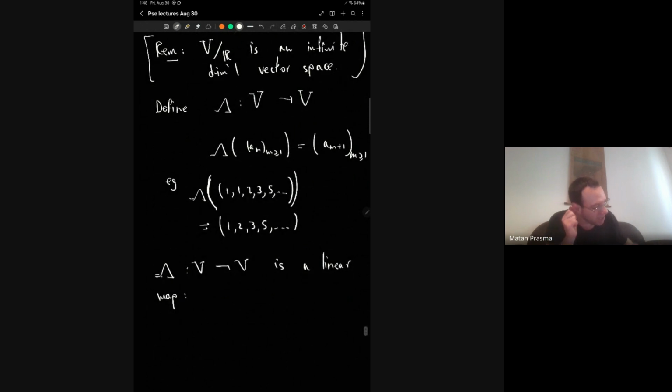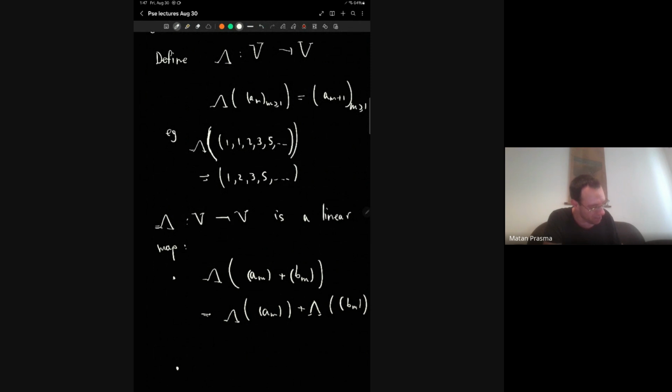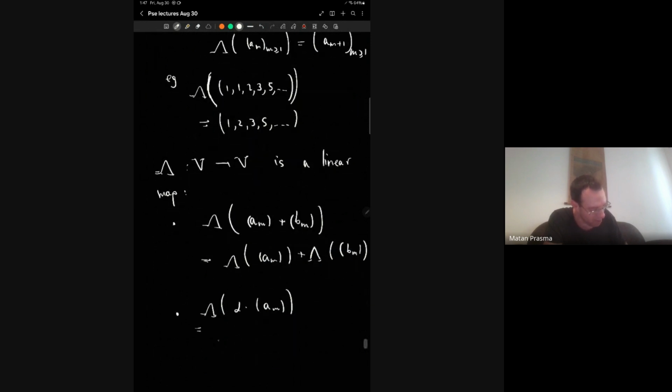It's very easy to see that if you add two sequences, big lambda of a_m plus b_m is exactly the same as big lambda of a_m plus big lambda of b_m. And also, if you multiply by a scalar, so if I do big lambda of alpha times a sequence a_m, it's the same as doing alpha times lambda of the sequence. Okay, so it's a linear operator.